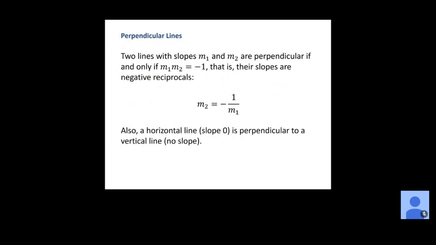All right, perpendicular lines. Two lines with slopes m1 and m2 are perpendicular if and only if their slopes multiplied together give you -1. Another way to say that is that their slopes are negative reciprocals, or opposite reciprocals, of one another. So basically, if one of the slopes is m1, then the other one is going to be -1 over m1. Horizontal lines and vertical lines are always perpendicular to each other.